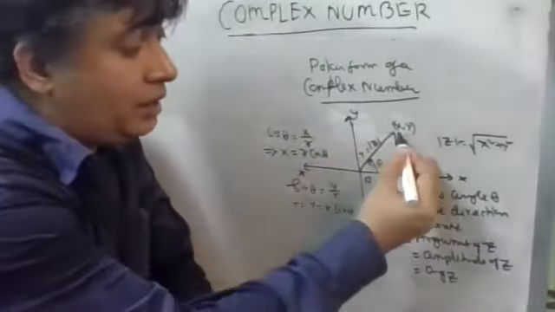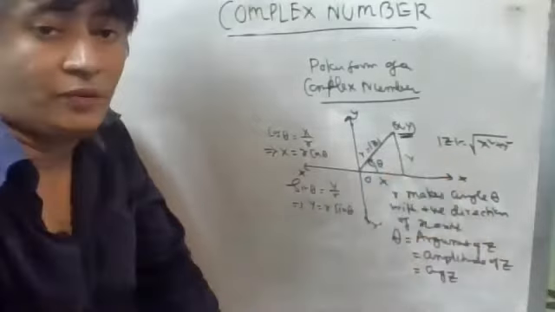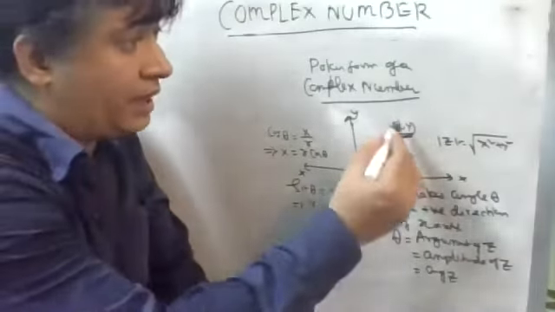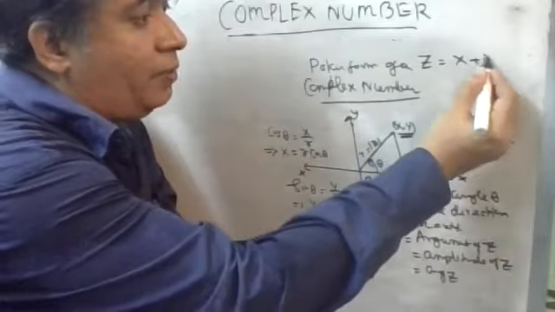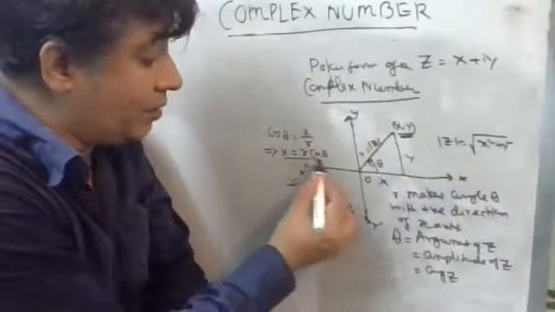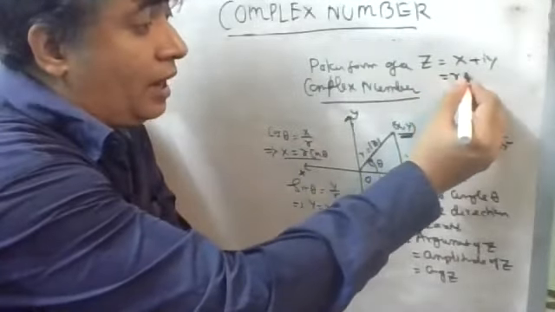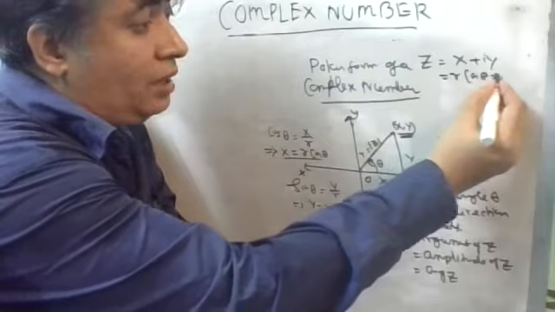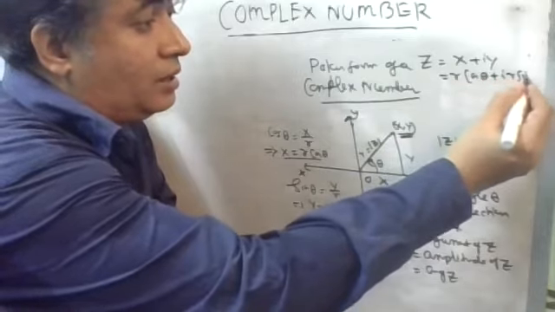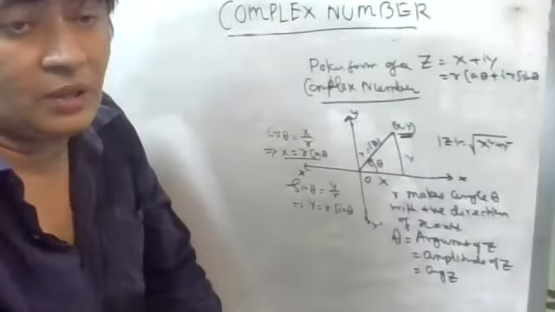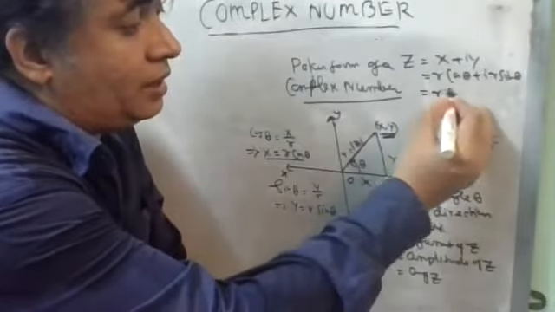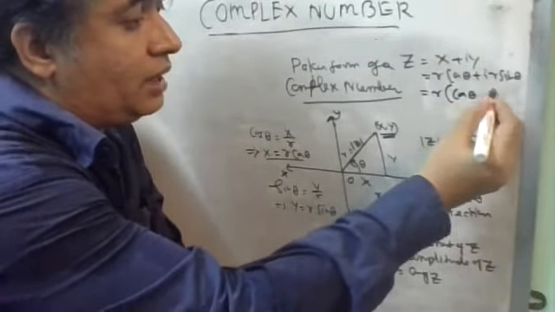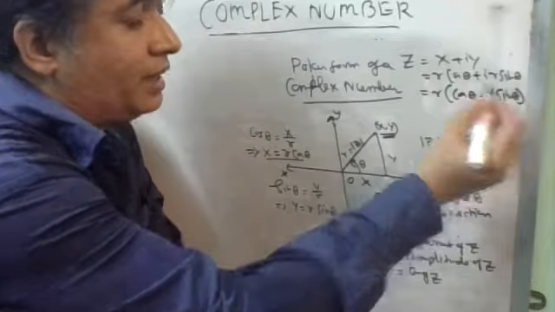Then what is the standard expression of a complex number? The standard expression of complex number is z = x + iy. What is x now? You put here r cos theta plus i r sin theta. Okay. Now, what can I take common from here? r (cos theta plus i sin theta).